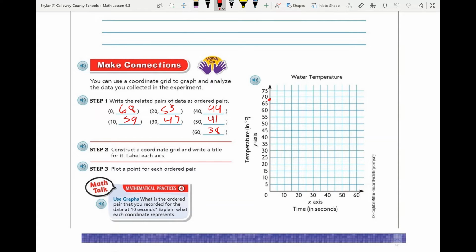So let's put it right up there for 0, 68. Then we have 10, 59. Just throw that right below 60. 20, 53. Right there. 30, 47. Right there. 40, 44. 50, 41. 60, 38. And now for the most fun part of all, we connect the dots.